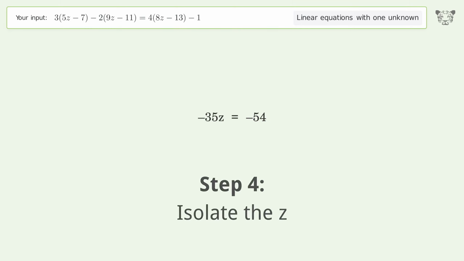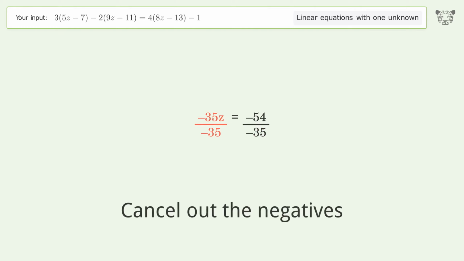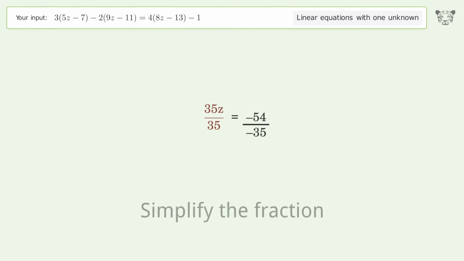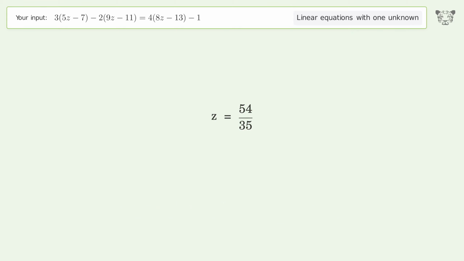Isolate the z. Divide both sides by -35. Cancel out the negatives. Simplify the fraction. Cancel out the negatives. And so the final result is z equals 54/35.